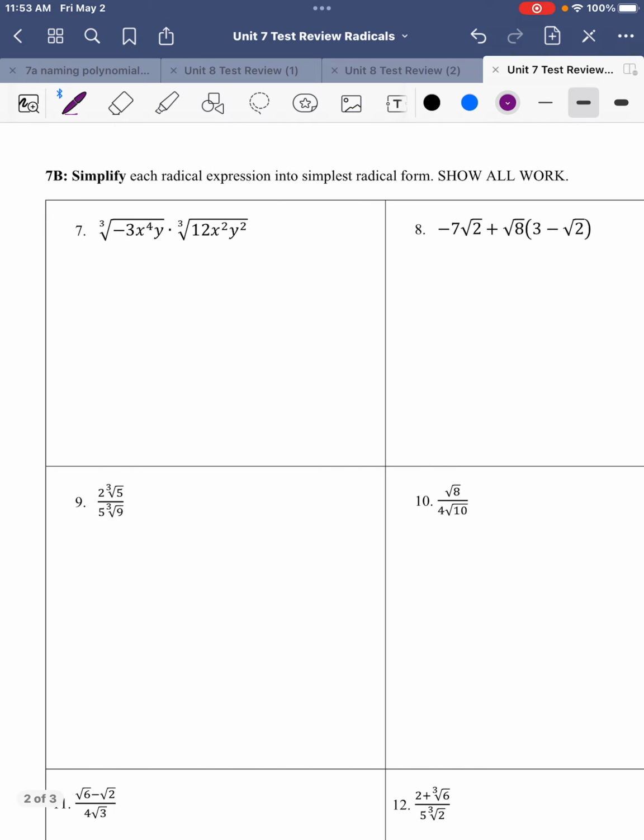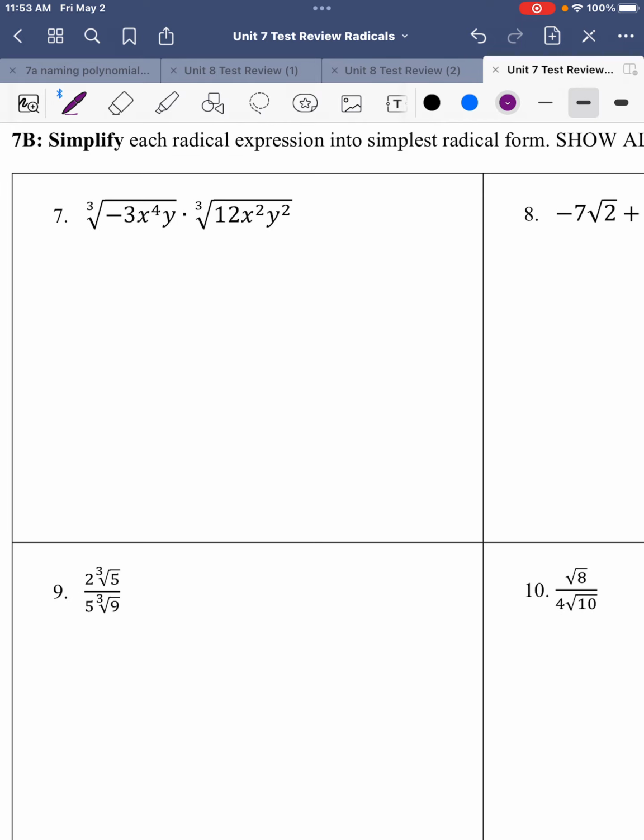All right, so that's first page. Second page, we got some multiplication, adding, and division. So this is B. So first thing, if you have 2 monomials multiplied together, we're just going to multiply, put them together as 1. So negative 3 times 12 is negative 36. X to the 4th times x squared, add those exponents, is x to the 6th. Y to the 1st times y to the 2nd is y to the 3rd.